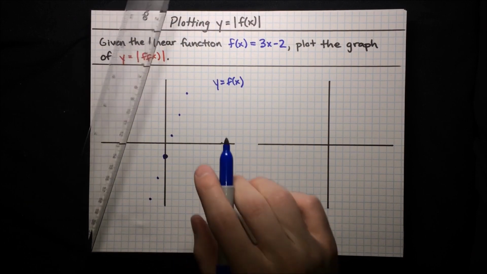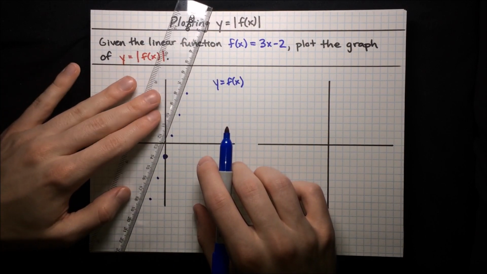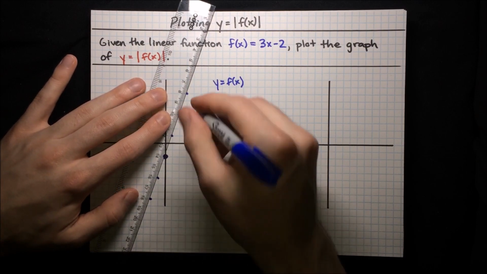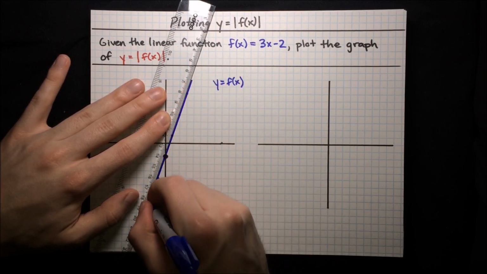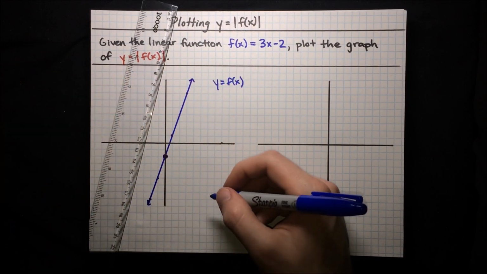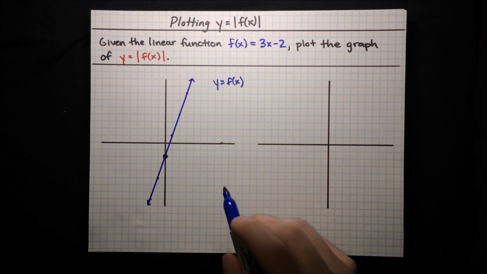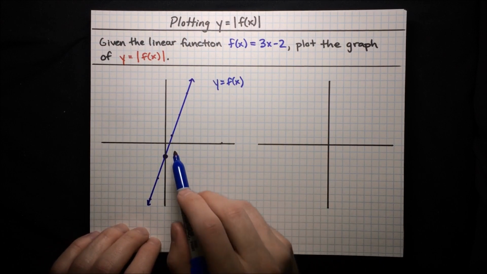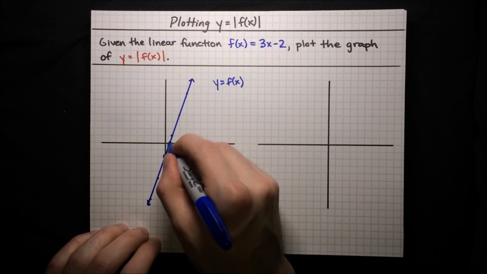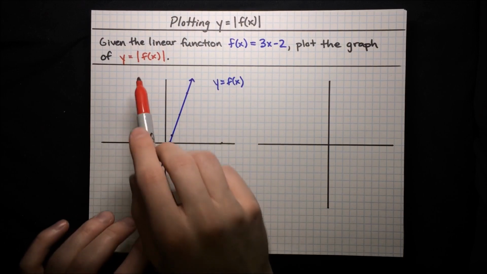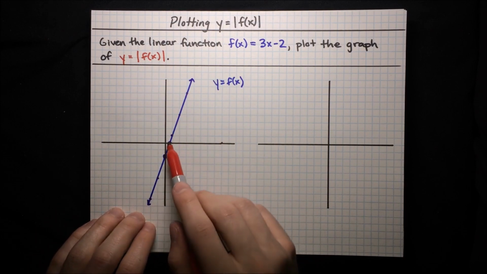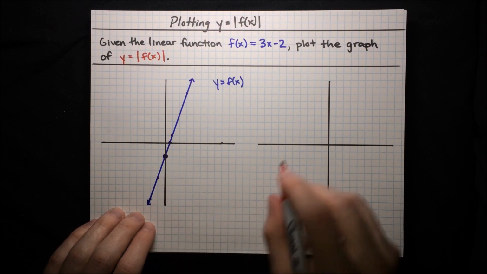And now we can connect up these points, and let's see. So it goes just like this. Here we go. Okay, cool. So now we've got this graph here, and we see that it crosses the x-axis at this point right over here. So now to graph the absolute value of f of x, we need to address the positive and negative portions of the line accordingly. So let's put that over here.